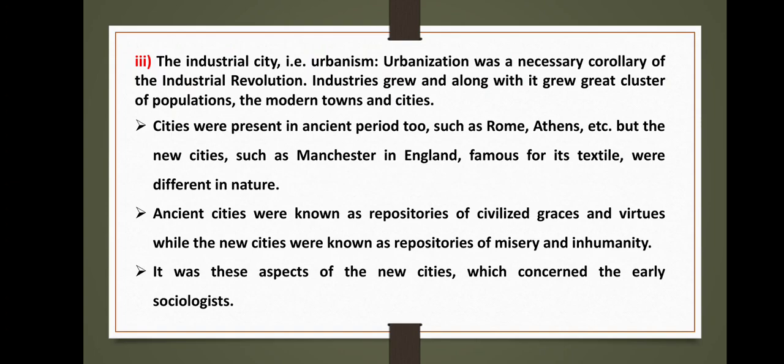Cities were present in the ancient period too, such as Rome, Athens, etc. But the new cities such as Manchester in England, famous for its textile, were different in nature. Ancient cities were known as repositories of civilized graces and virtues, while the new cities were known as repositories of misery and inhumanity. It was these aspects of the new cities which concerned the early sociologists.